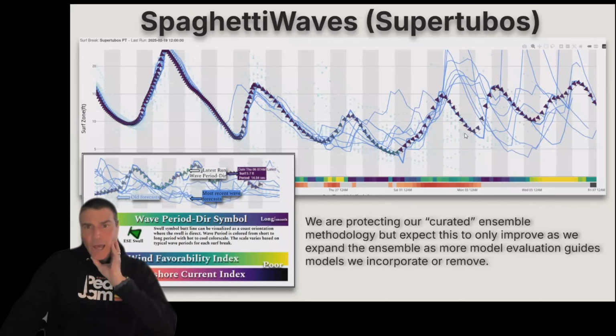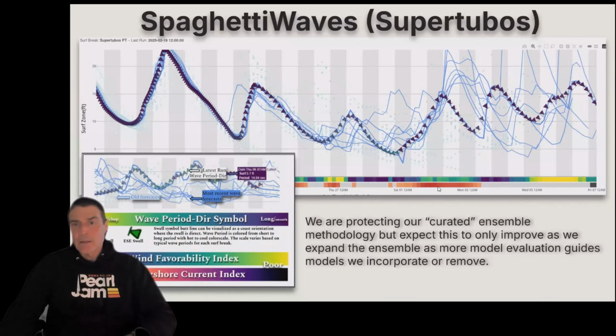So there's a lot more on this plot. I'm not going to get into it. I've talked about the wind favorability and longshore current index, so I'm going to skip that here. But below each spaghetti waves plot, there's a panel. You can click on this and it'll enlarge on the website, and it gives a lot of detail on everything that's in this plot.